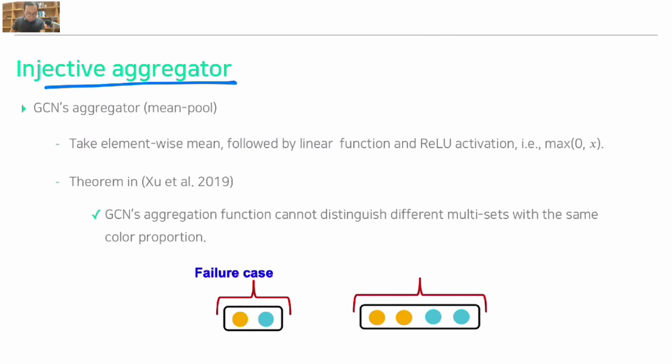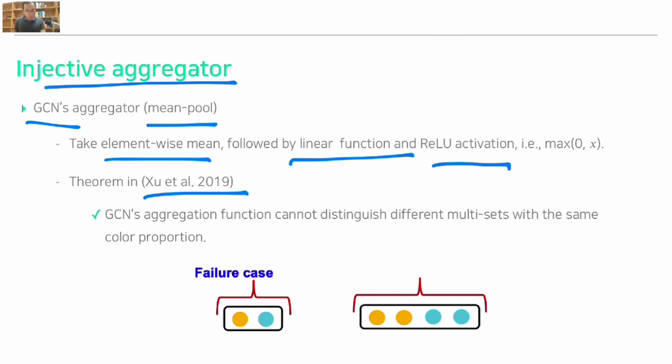From the simplest form, which could be found in the GCN, you all understand what the mean pool means. It takes the element-wise mean, followed by a linear function and a lambda function. When you see the paper, I remember it is in the first or second page. Their theorem says that the GCN's aggregation function cannot distinguish different multisets with the same color proportion.